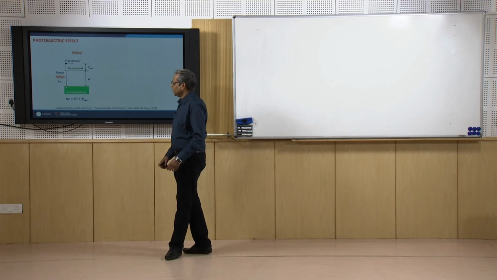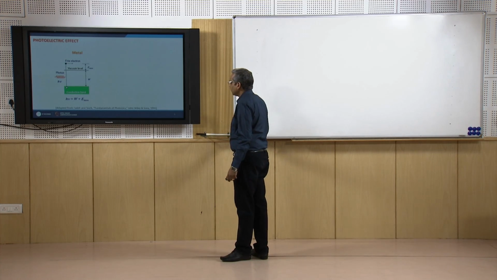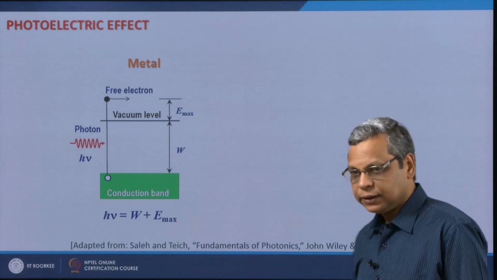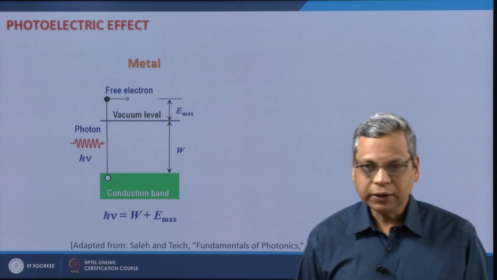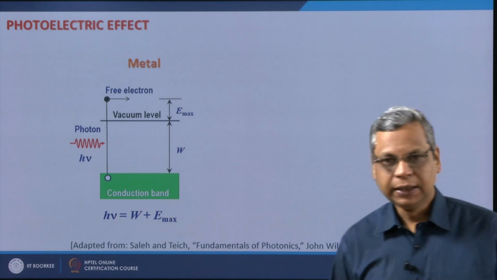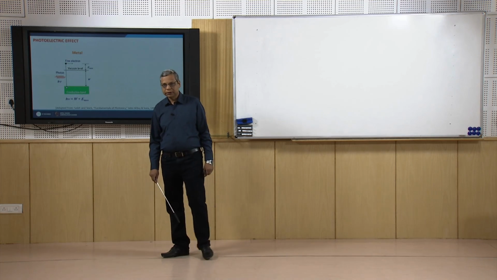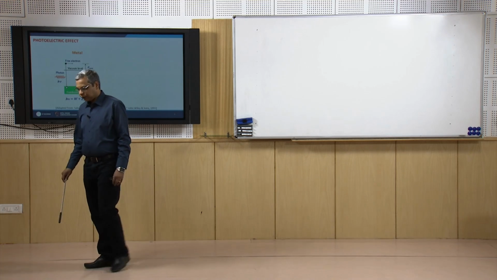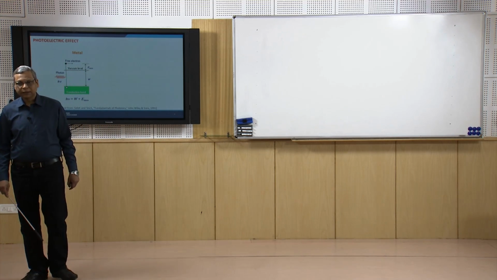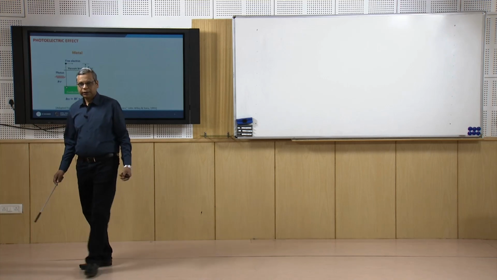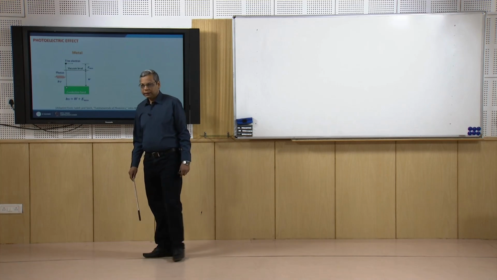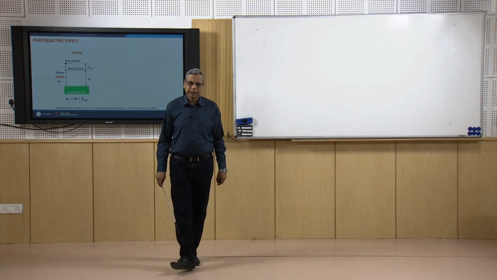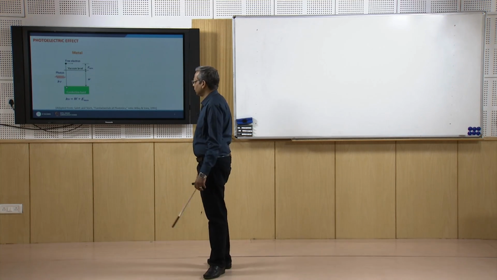So, what is the photoelectric effect? We know that if we have a metal and we incident optical energy onto it, we incident some photons, then these photons, if their energy is sufficient, can knock the electrons out of the metal, and then these electrons are available for conduction. These electrons are collected on an electrode, and this can constitute a current in a circuit. So, we can convert optical energy into electric energy using the photoelectric effect.